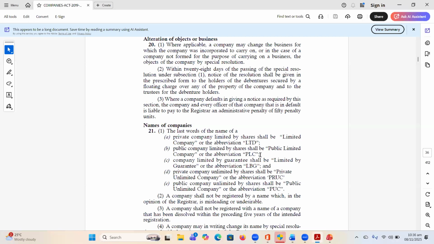And that is why the lawmaker decided to make the changes which we have in our new law, Companies Act 2019, Act 992, particularly at section 21. So that is the basis for having that. So let us keep that in mind.